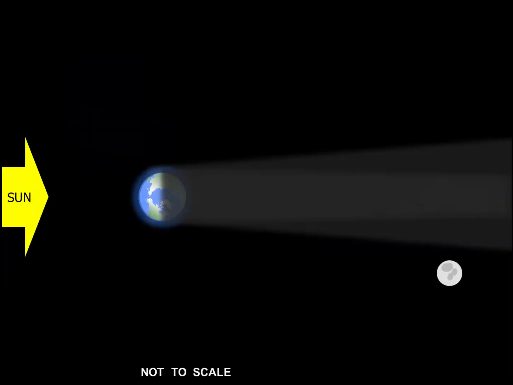Here's a perspective of a lunar eclipse as viewed from above the North Pole. The moon is orbiting the Earth. At first, the moon enters the penumbra, then it enters the umbra, becoming totally eclipsed. It exits the umbra into the penumbra, and then eventually exits the penumbra, becoming fully illuminated once again.